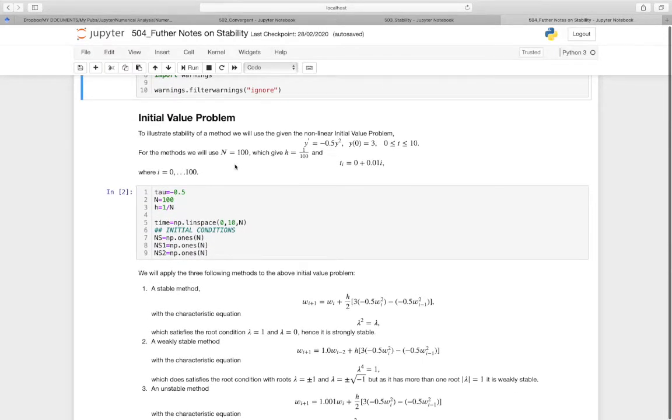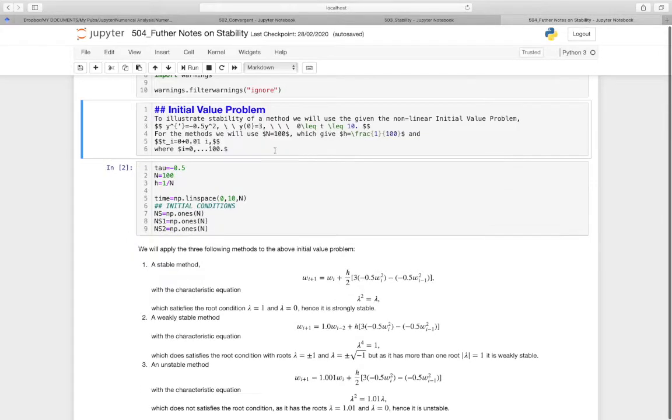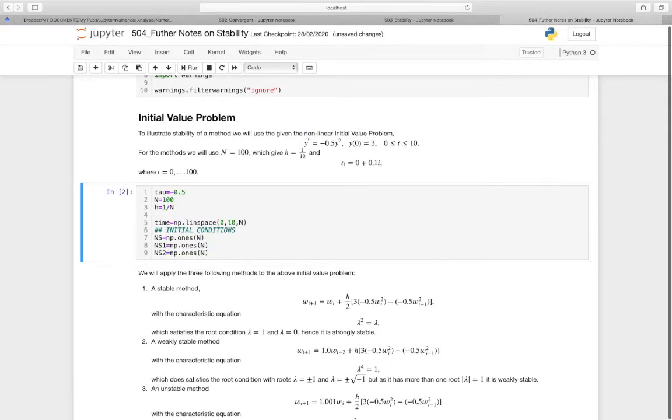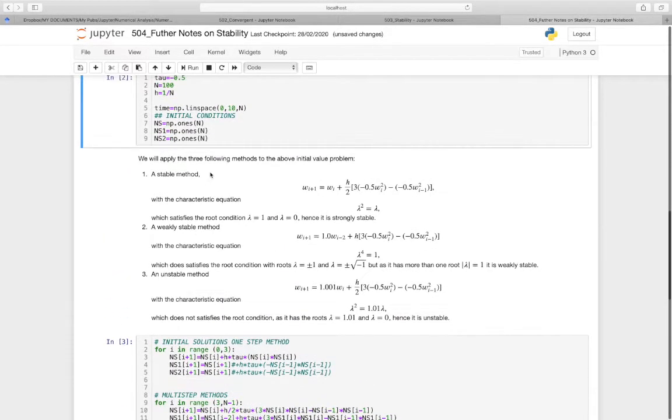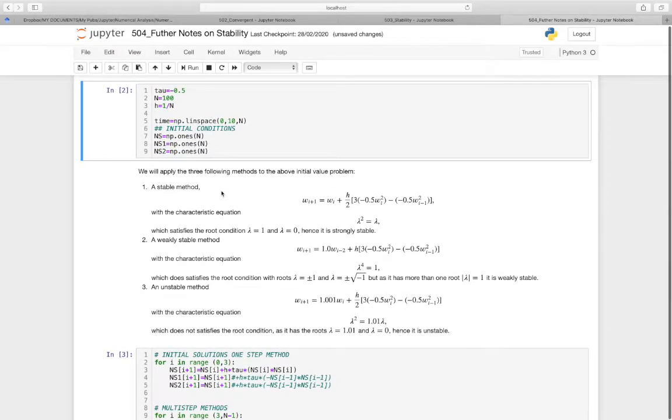So, if n is equal to 100, step size is 1 over 100. We're interested in solutions from 0 to 10, and so we have our method. Our first method is a stable method. Very straightforward. Wi plus 1 is equal to Wi plus h over 2, 3 times f. So this is just the two-step Adams-Bashforth.